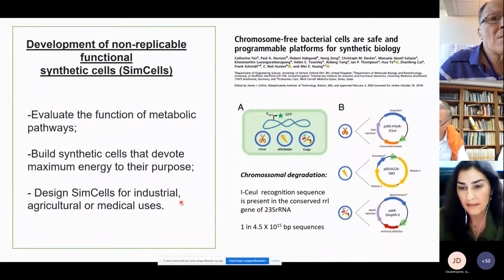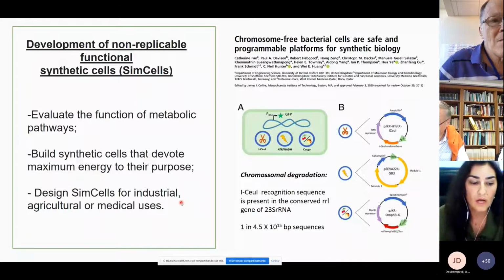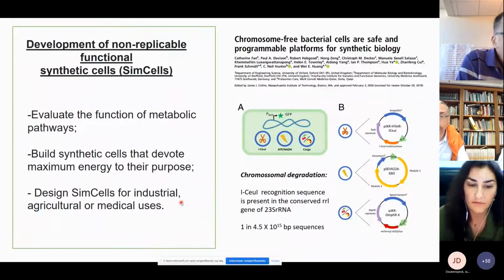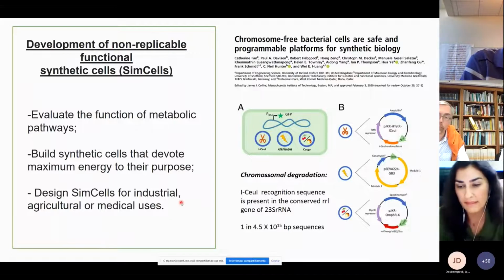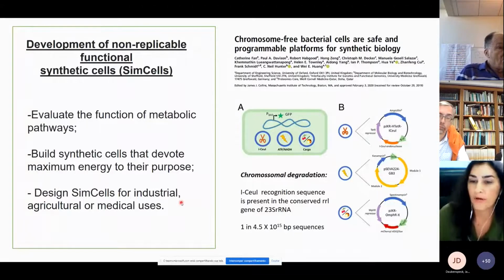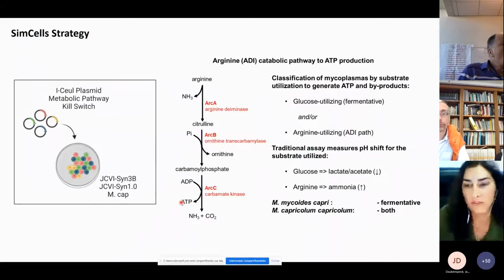So our main idea is to use this strategy as a manner of developing new synthetic cells, and also to try to develop systems that maximize the use of energy for a specific purpose. And at the same time, you can apply it to evaluate different functions of metabolic pathways without interference of other genes present in the original bacteria. So we have tried to use this strategy using the JCVI Syn3B, the Syn1, and also Mycoplasma capricolum.